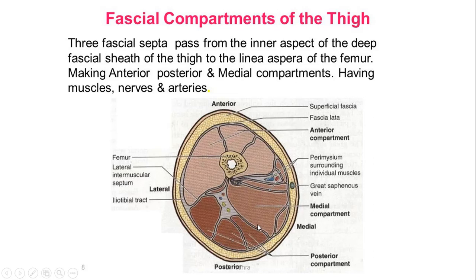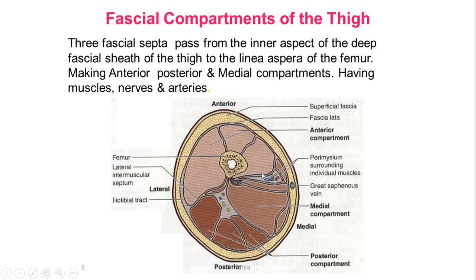medial intermuscular septum, and here is the posterior intermuscular septum. So between the lateral septum and the posterior septum is the posterior compartment, here is the adductor compartment, and this will be the anterior compartment of the thigh. And you are seeing here that the fascia is investing the muscles of the thigh.